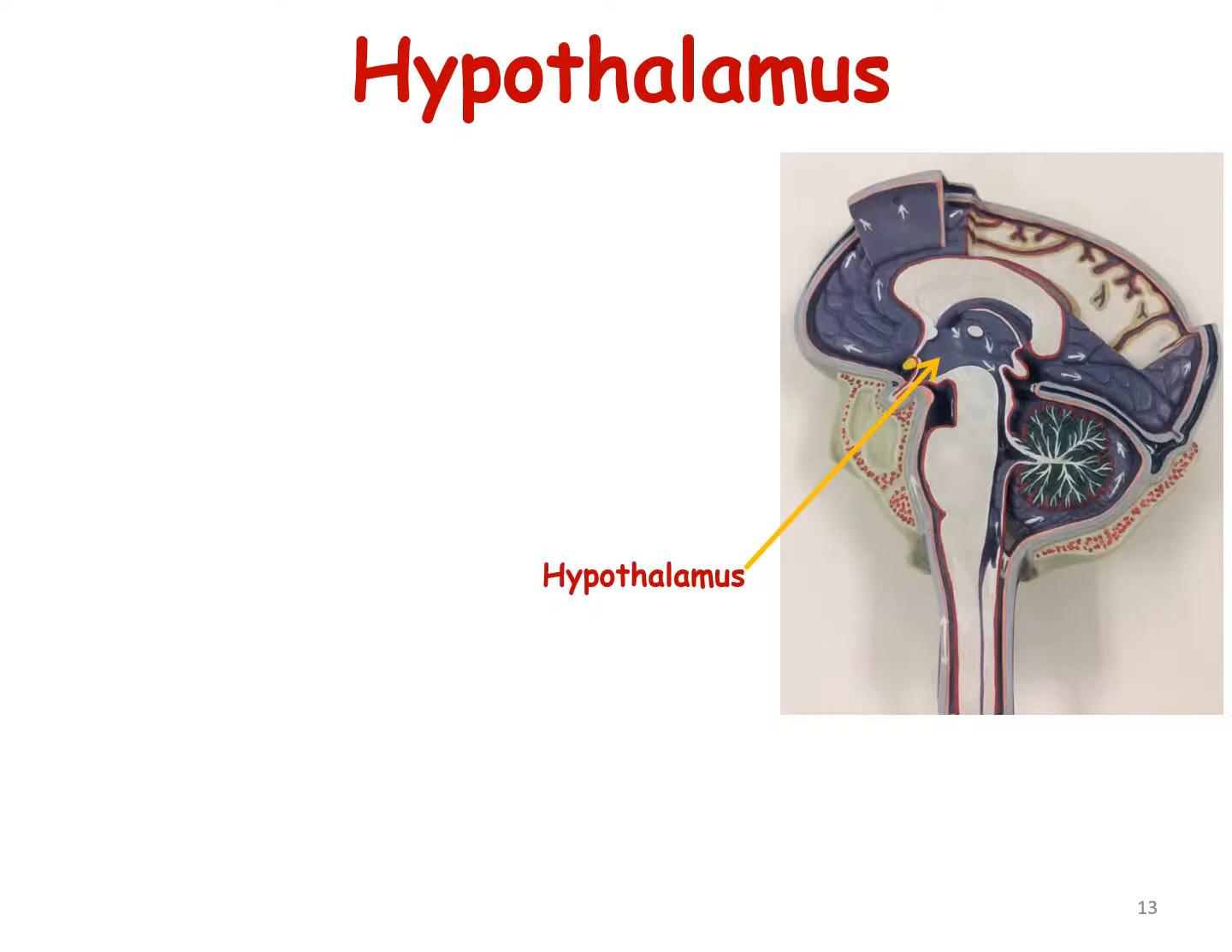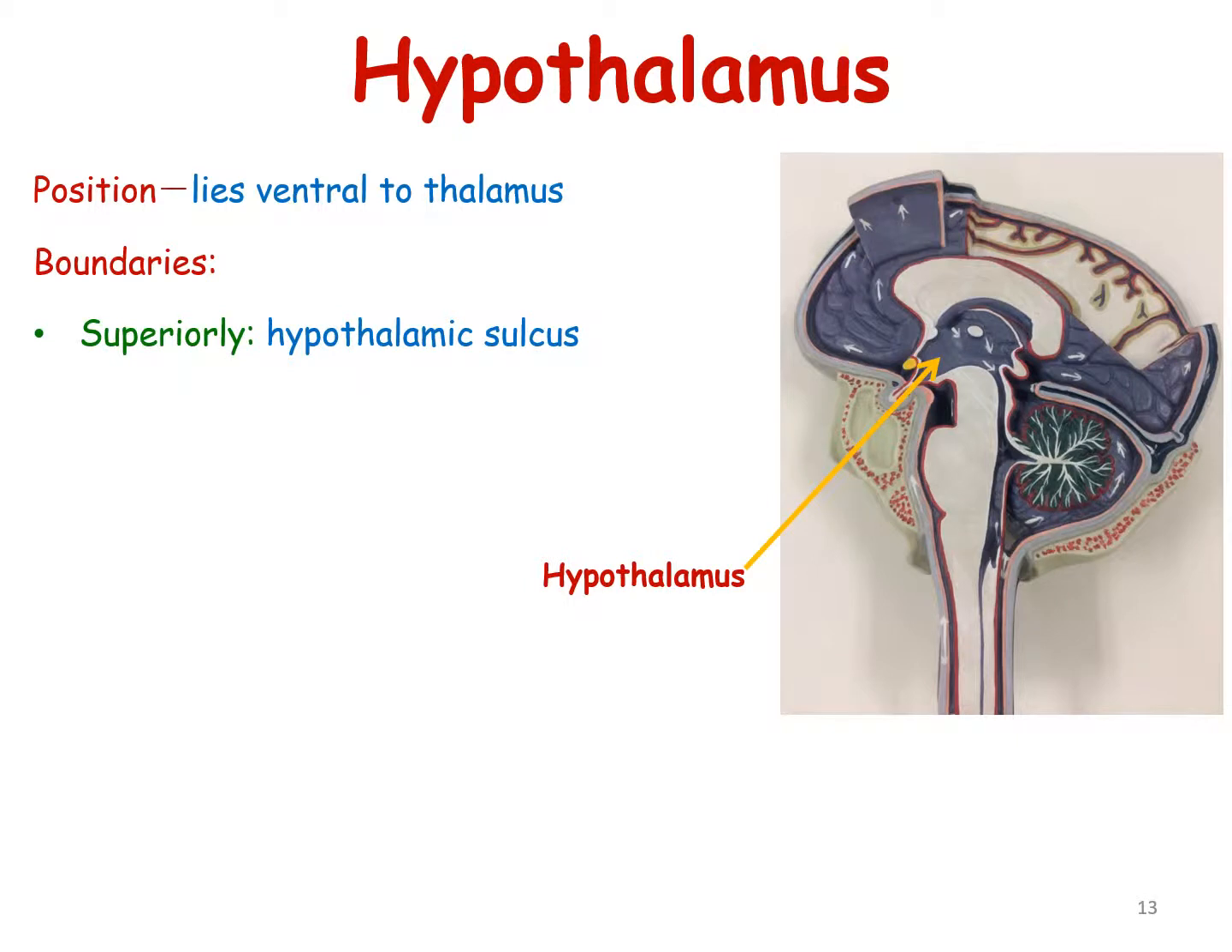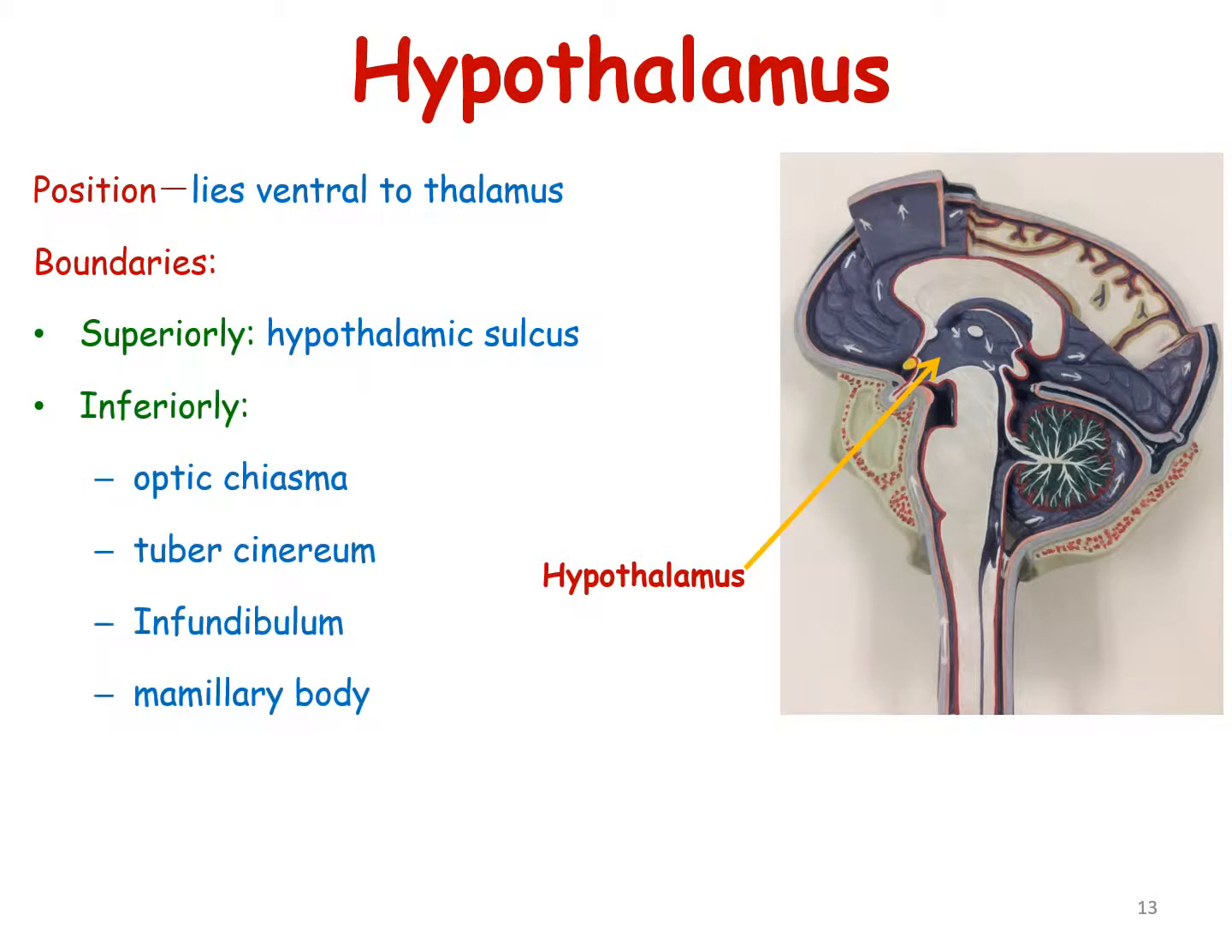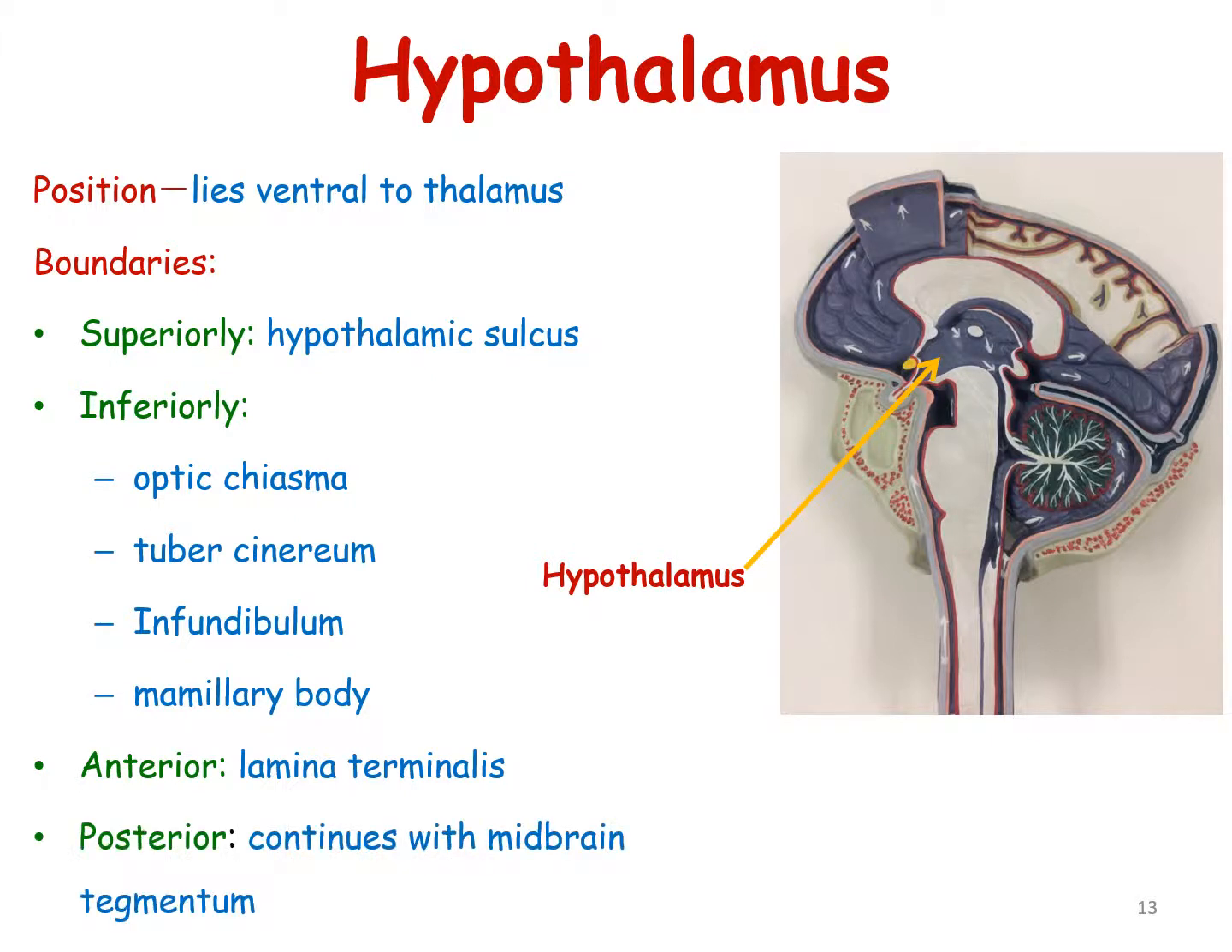The hypothalamus. It lies ventral, or below, the thalamus, derived from the Greek for under chamber. Boundaries. Superiorly, it is the hypothalamic sulcus. Inferiorly, it has the optic chiasma, tuber cinereum, infundibulum, and mammillary body. Anteriorly, it is bounded by lamina terminalis. Posteriorly, it continues with midbrain tegmentum.